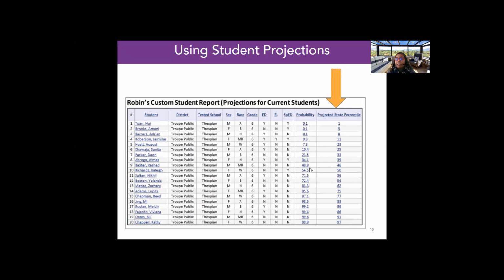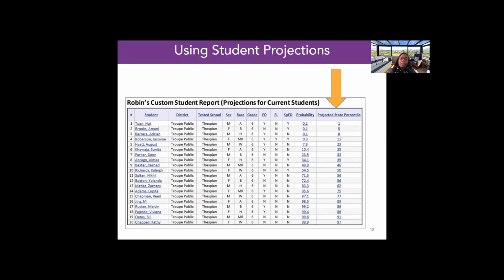is all about probabilities. These are not self-fulfilling prophecies. They are probabilities that a student will land at that state percentile. So if Kaylee is at the 54 percentile, that's like a 50-50 chance, right? That she will land in that area. Anything below 50 in probability means they're at risk of not reaching that mark. And of course, the higher they are above 50, the more confident we are that they will reach that mark.